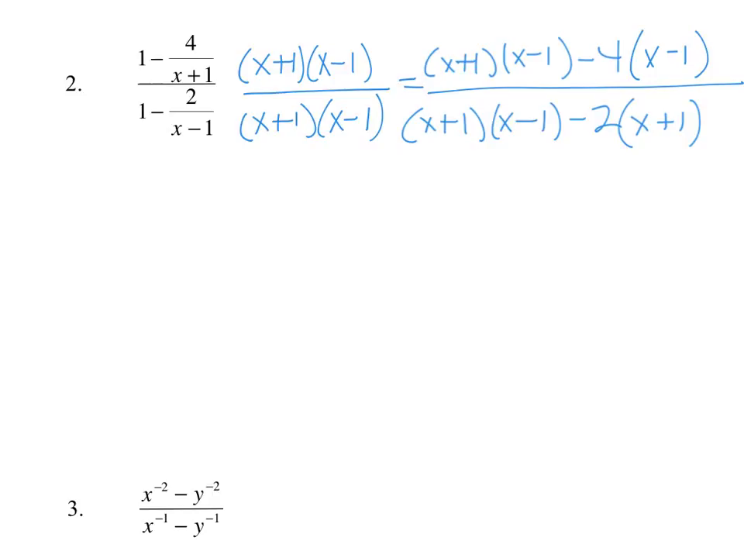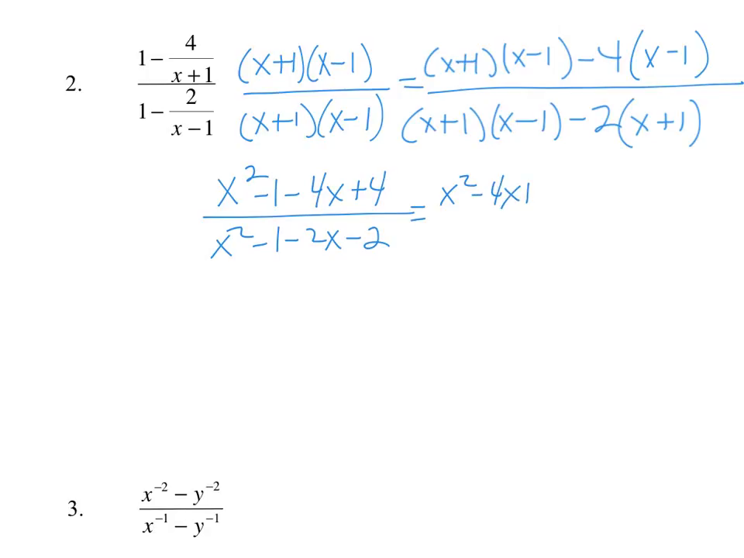Now that's a lot easier to deal with, so if I go ahead and multiply everything out and combine like terms and do all that kind of fun stuff, I'm going to get on the top x squared minus 1 minus 4x plus 4 divided by x squared minus 1 minus 2x minus 2. I can combine like terms. I'm going to get x squared minus 4x plus 3, all divided by x squared minus 2x.